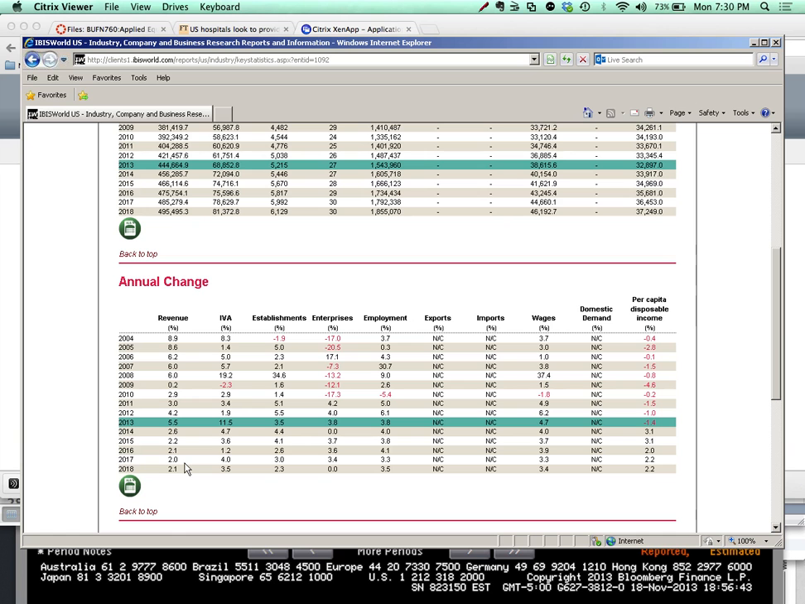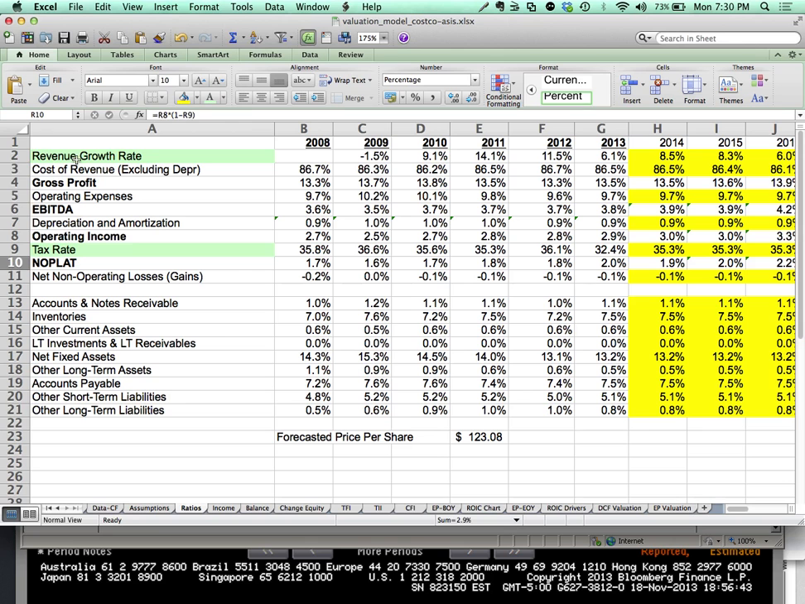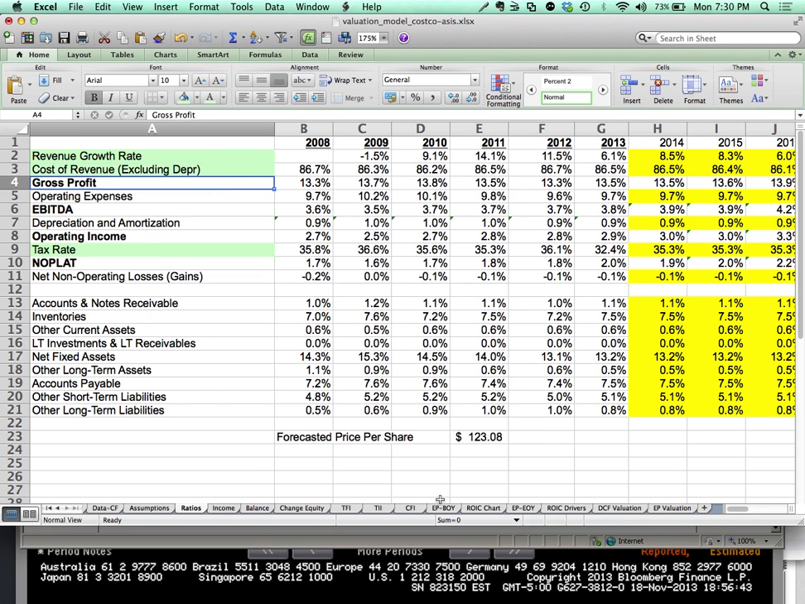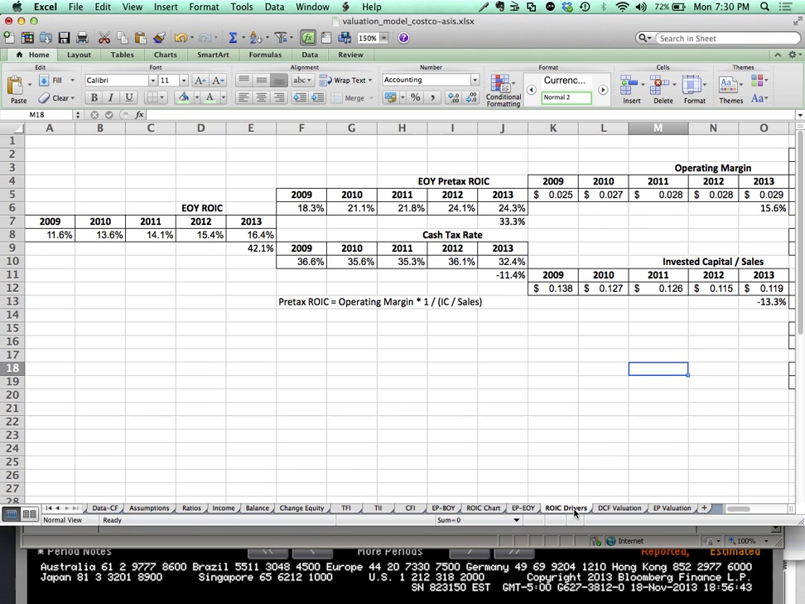Now, to help us with the as is in our model, I'll highlight here with this kind of greenish color the third thing that we were changing. We have a couple of other things that can help us as we do our as is valuation. First is something called the ROIC drivers. This is the ROIC tree, something that was already put in the model.